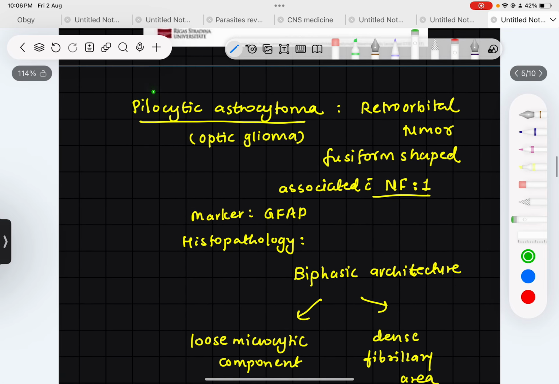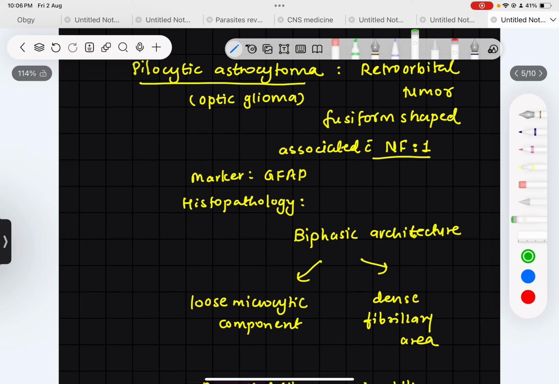So let's see now the pilocytic astrocytoma. It is also known as optic glioma. So pilocytic astrocytoma is a retroorbital tumor. As it is optic glioma, we know that it is going to occur around the optic nerve. It is associated with neurofibromatosis 1. It is a fusiform shaped tumor, so you can differentiate it from the meningioma surrounding the optic nerve. This tumor is going to be fusiform, and meningioma is going to be tram track line.